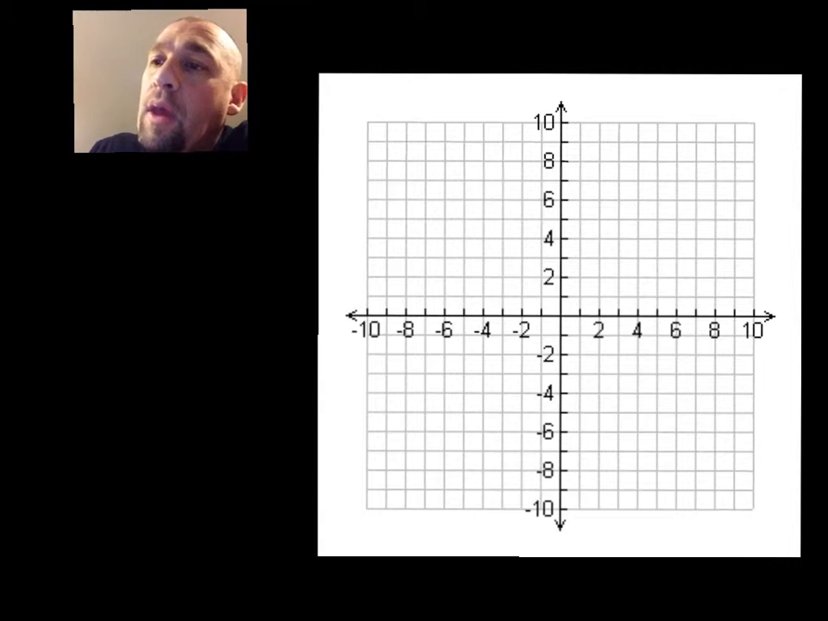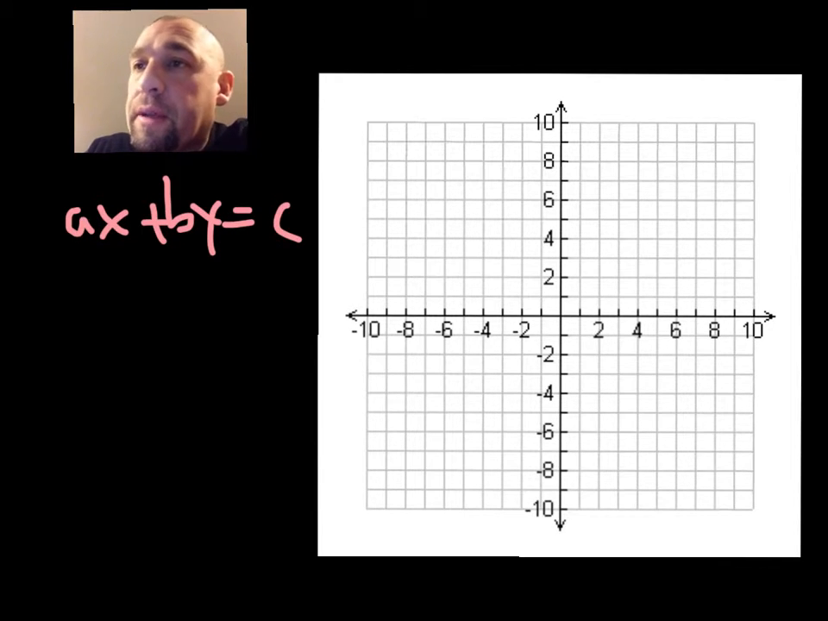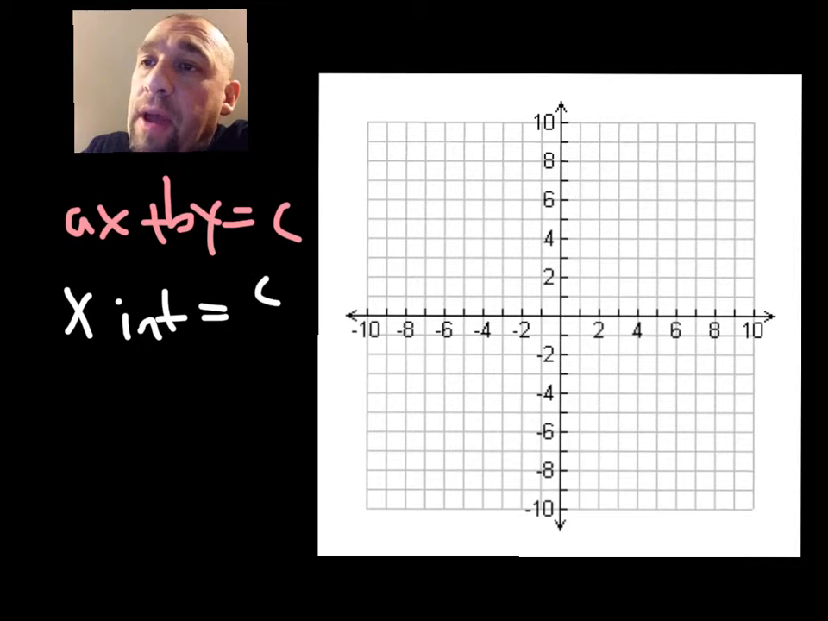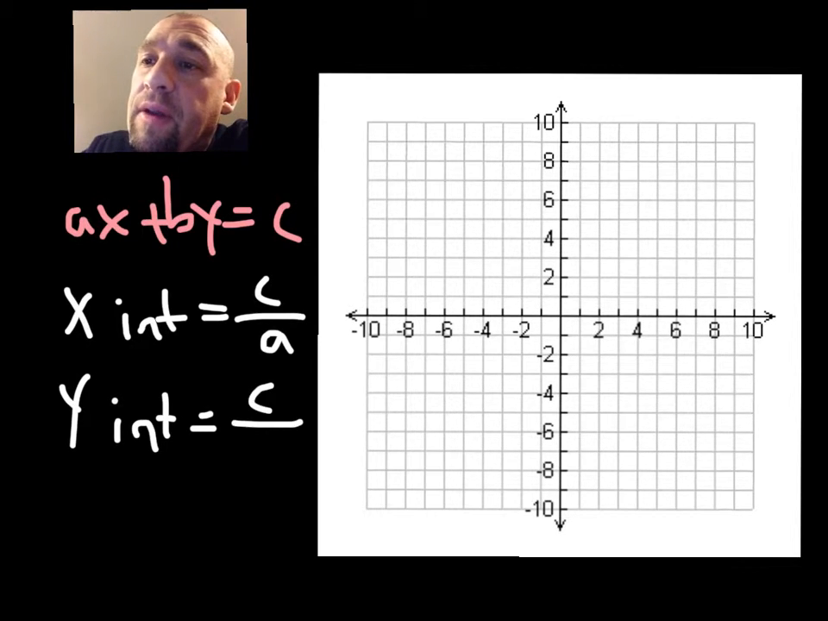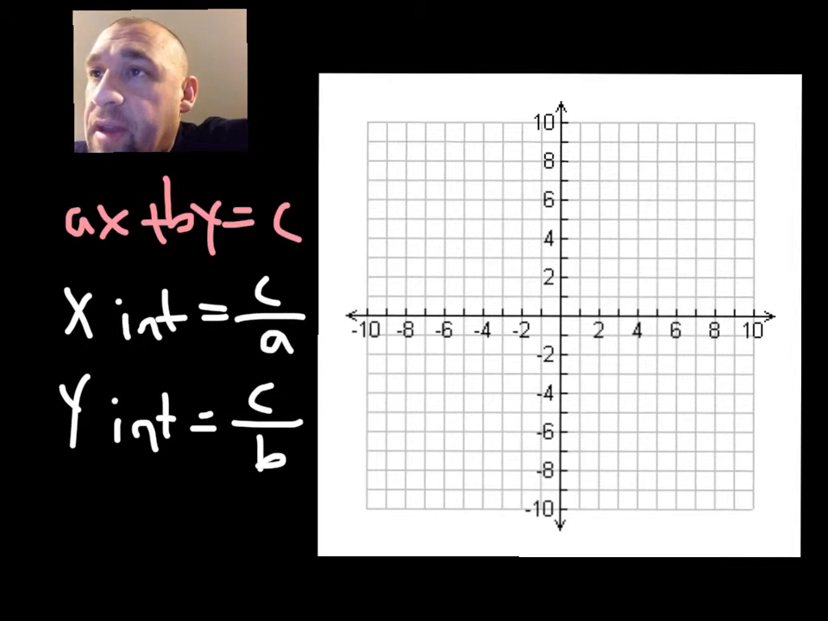Okay? What if we had just a few rules? ax plus by equals c. I'm going to tell you that my x-intercept, where I hit the x-axis, is equal to c over a. I'm going to tell you that the y-intercept, where I hit the y-axis, is equal to c divided by b. And there's a reason this works.